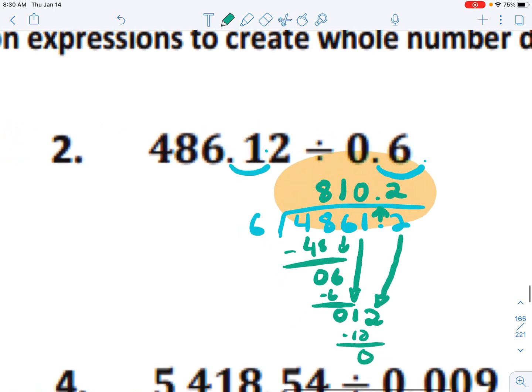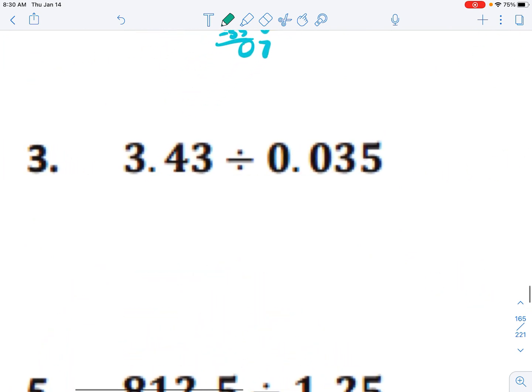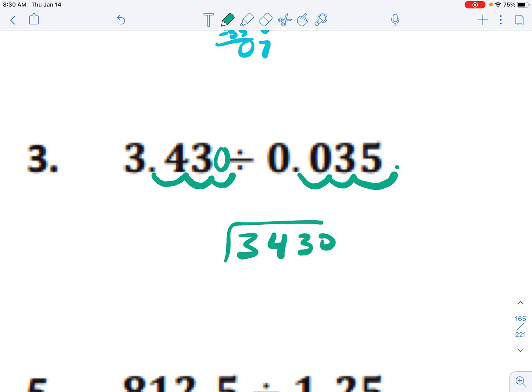Okay, let's look at number 3. Number 3 gives us 3 and 43/100 divided by 35 thousandths. Okay, I'm going to move my decimal 3 times. I'm going to move my decimal 3 times in my dividend as well. It only has 2 numbers, so I have to add a 0 to it. So my new problem turns into 3,430 divided by 35.